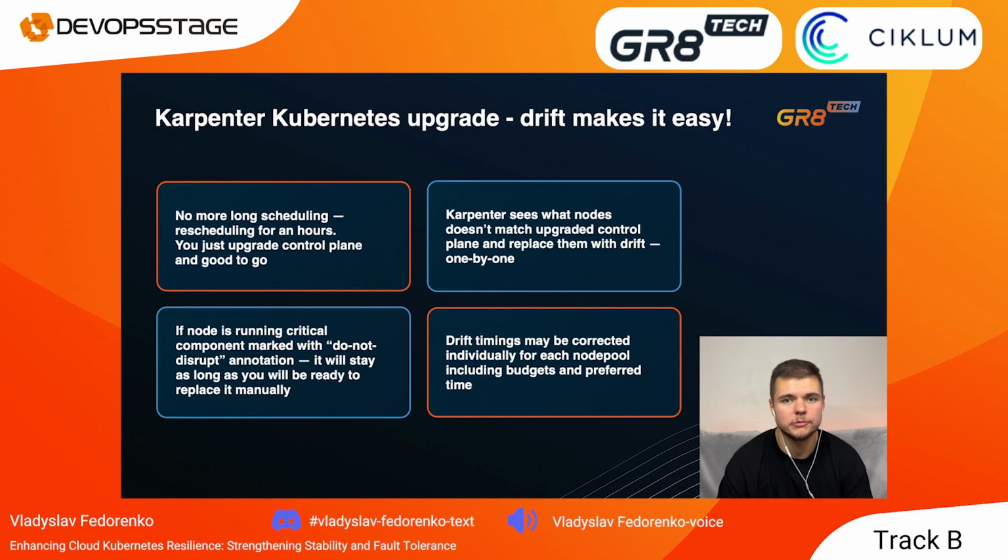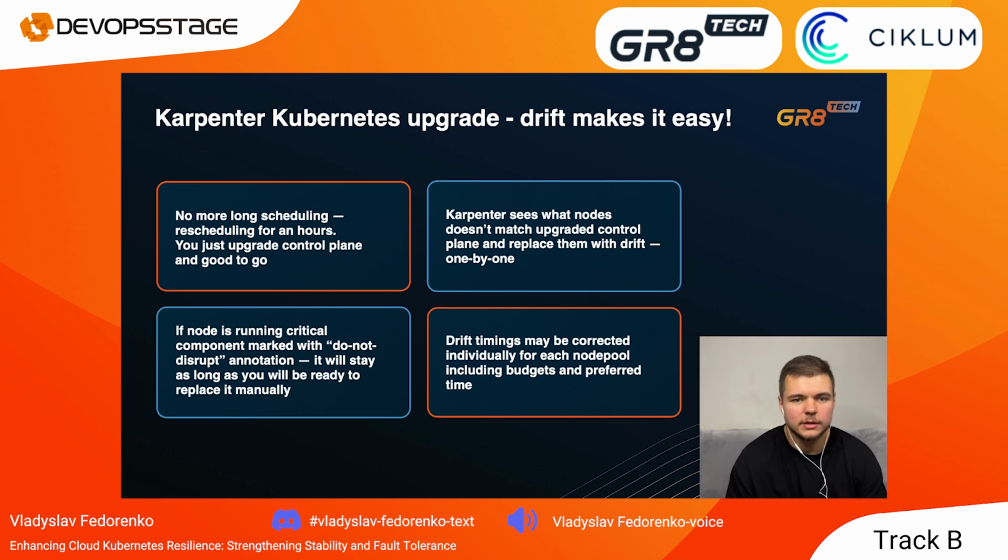You can control your drift. You can set budgets, how many nodes can be drained at the same time. You can also mark an application as do not disrupt, and this application will not be moved away by Karpenter. You can upgrade it later manually. Also, you can set the time when you prefer your drift, and before this time, all your workloads will be in their place.